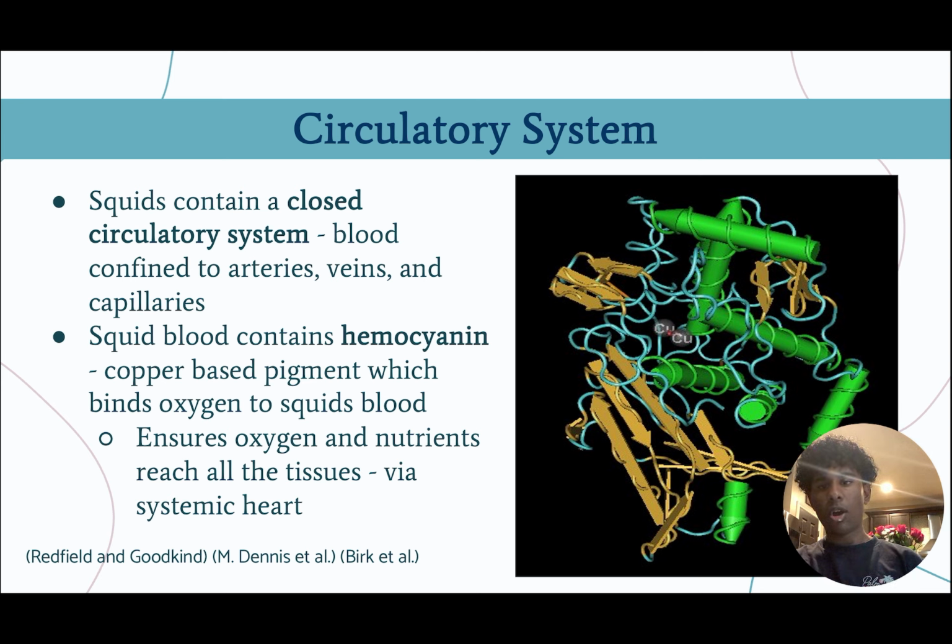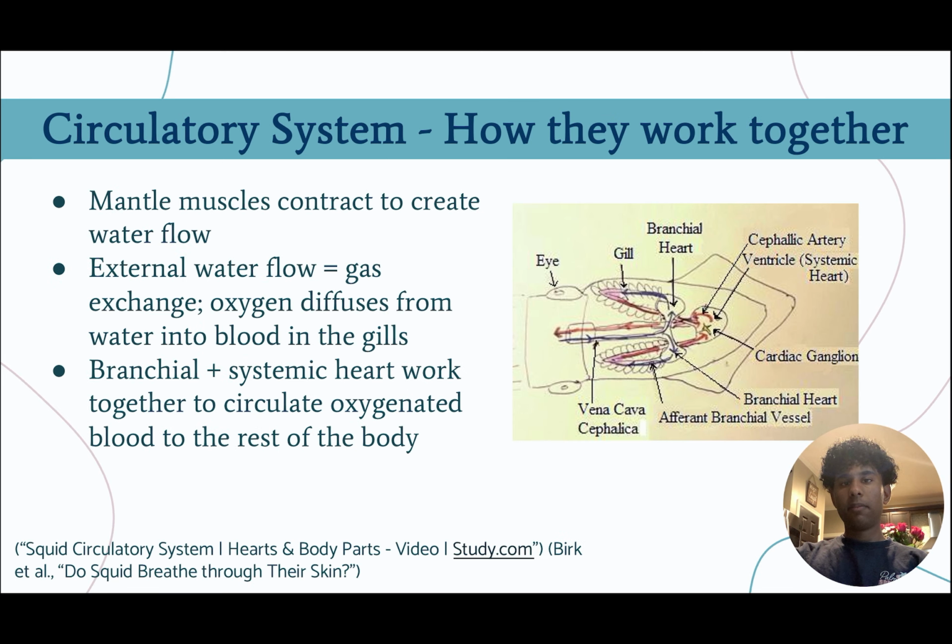This ensures that oxygen and nutrients reach all the tissues via the systemic heart. How they work together: mantle muscles will contract to create water flow, and the external water flow will lead to gas exchange taking place, in which oxygen diffuses from water into the blood of the gills, allowing for the blood to be oxygenated. And then the branchial and systemic hearts will work together to circulate this oxygenated blood to the rest of the body.